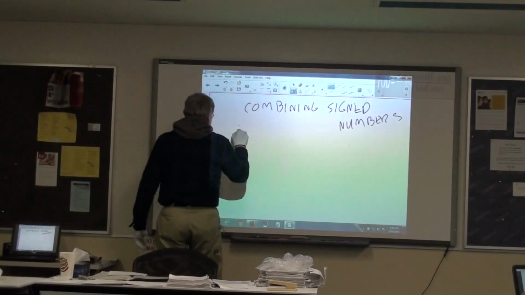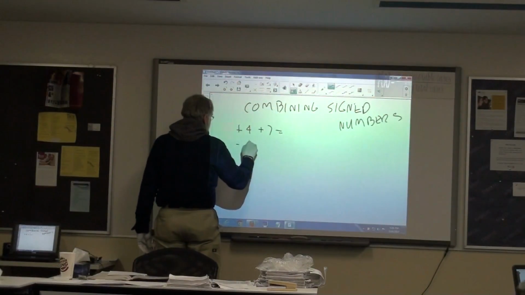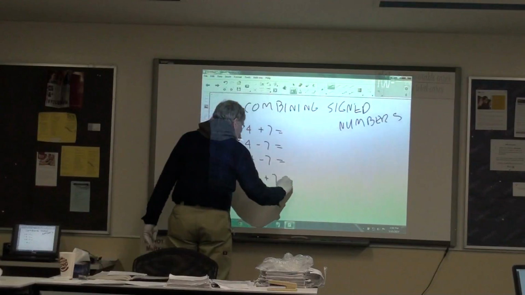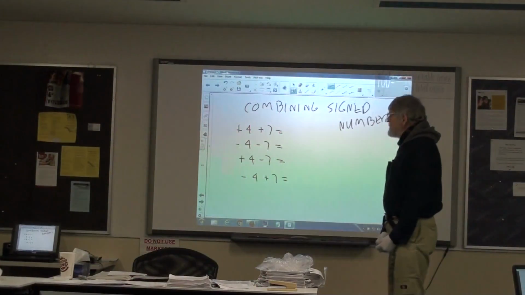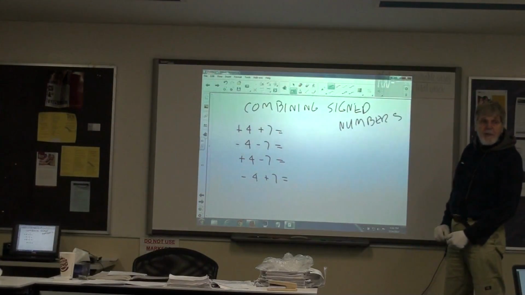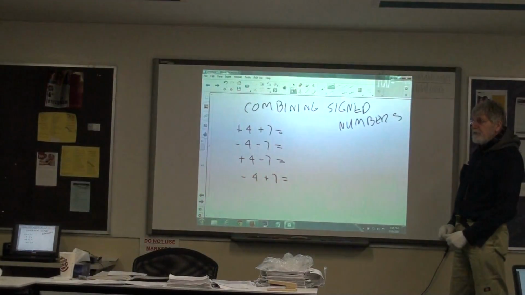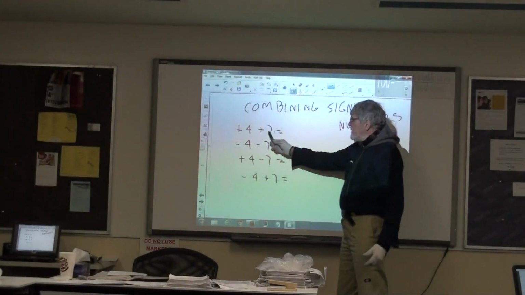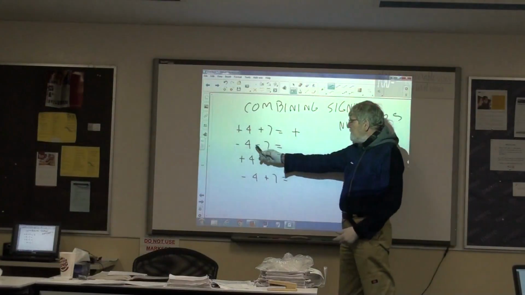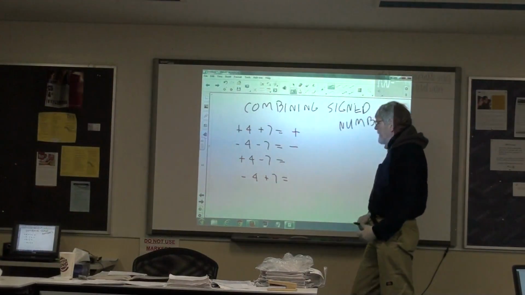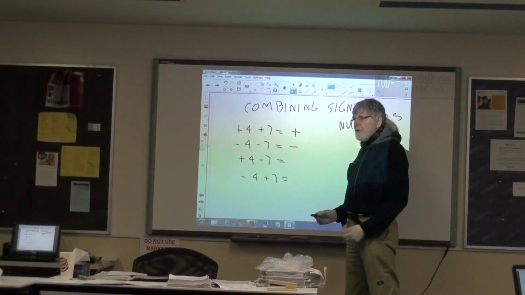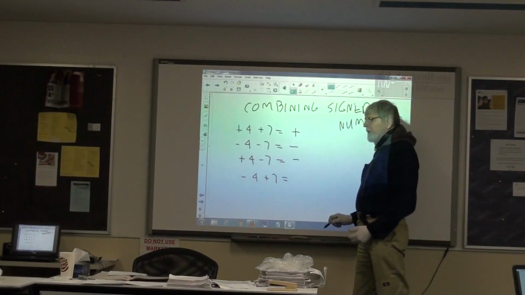I give you plus 4 plus 7 equals, minus 4 minus 7 equals, plus 4 minus 7 equals, and minus 4 plus 7 equals. This is called combining signed numbers. The first thing you ascertain when you combine signed numbers is what is the sign of the result. If the two numbers have the same sign, then that sign is the sign of the result. So the same for this row, because they both have the same sign, that sign is the sign of the result. If the two numbers have different signs, then the sign of the answer is the sign of the larger number.